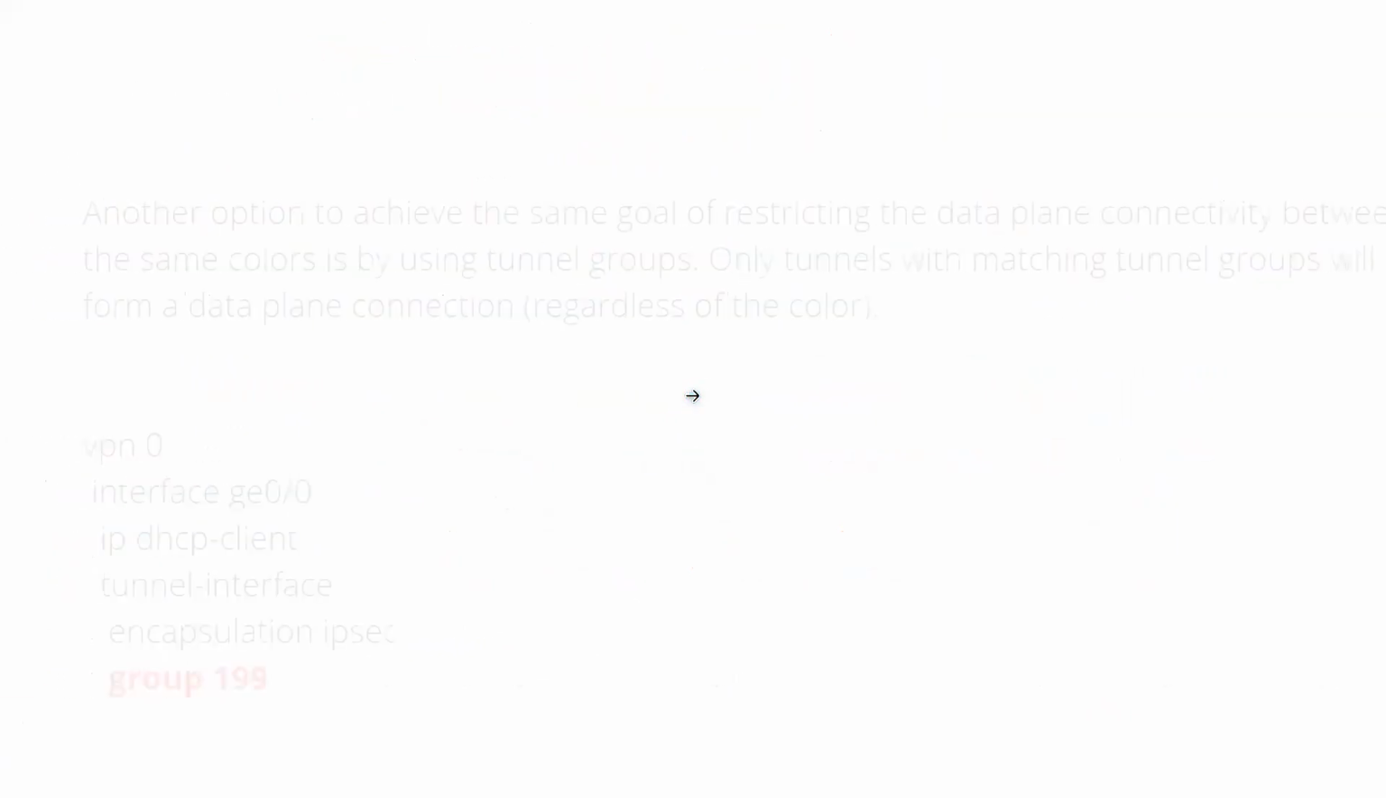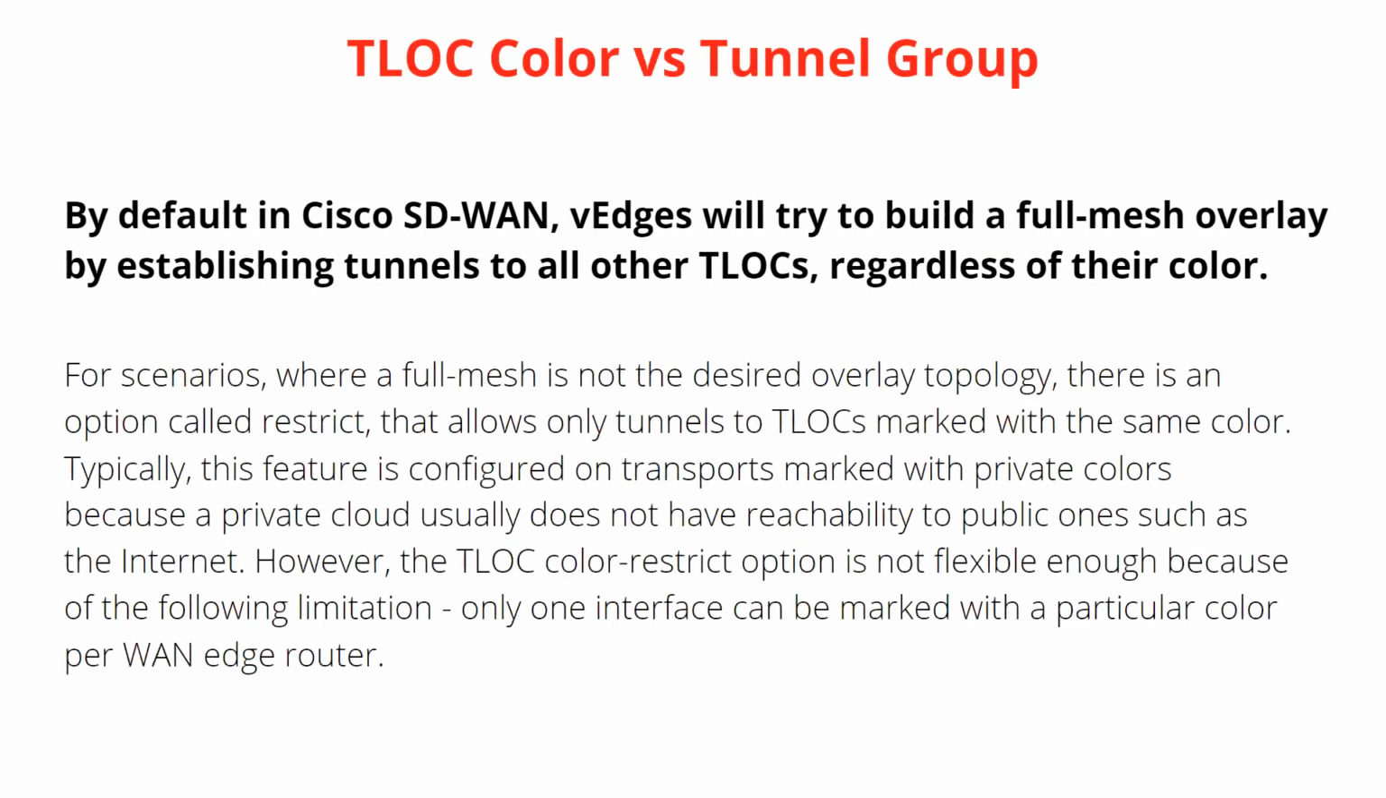This was the thing. TLOC color versus tunnel group. So by default, in Cisco SD-WAN, WAN edge devices will try to build a full mesh overlay by establishing tunnels to other TLOCs regardless of their color, right? What is the default behavior? The default behavior is everybody will try to form an IPsec tunnel to everybody. But is that a desired behavior in a practical network?